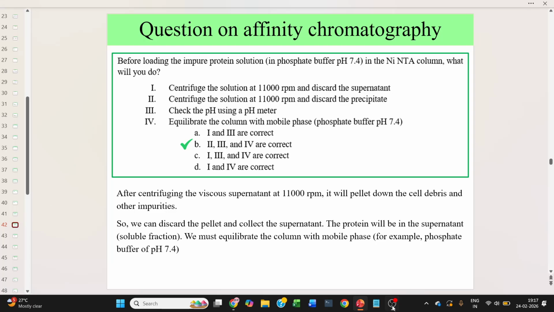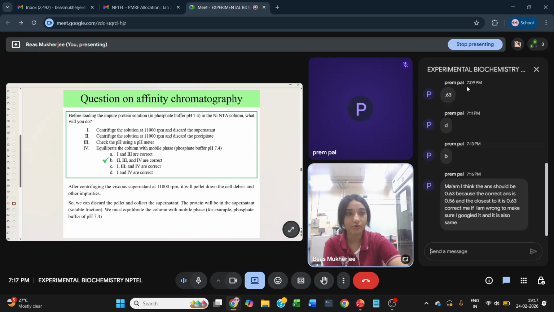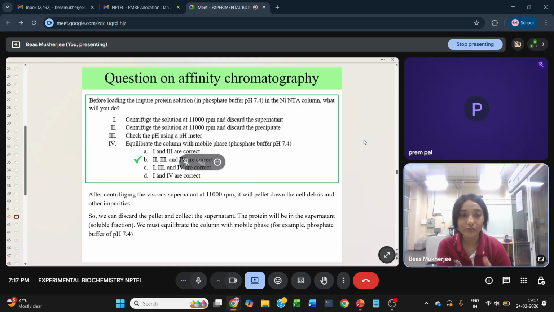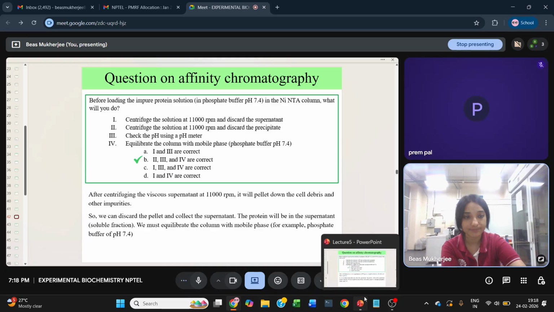Yeah. So we were talking about this one. So let's continue talking about that and I'm definitely going to check that. Don't worry. Okay. Right. So what we do is we check the pH if we want to and we filter it. So then what are the different steps? You see that you have to discard the precipitate, that is going to happen, and you have to check the pH and you have to equilibrate the column. So whenever you are running a protein through a column, you need to equilibrate the column with the buffer that the protein is in. So yes, option number B would be the right answer.